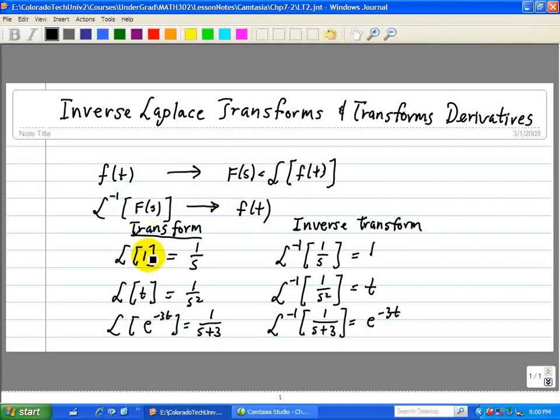So here's an example. The Laplace transform of 1 is just 1 over s. The inverse Laplace transform of 1 over s is equal to 1, or a constant. The Laplace transform of a ramp t is equal to 1 over s squared. The inverse Laplace transform of 1 over s squared is equal to t. And then finally, we have the Laplace transform of this exponential e to the minus 3t, which is equal to 1 over s plus 3. And the inverse Laplace transform of 1 over s plus 3 is simply e to the minus 3t. So the inverse Laplace transform just goes the other way, where we can go from the Laplace domain to the time domain.